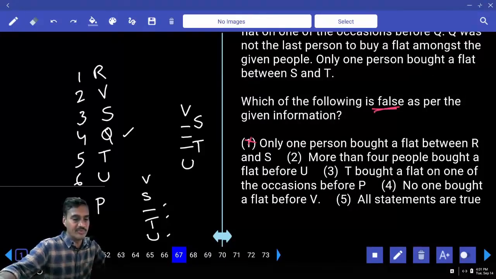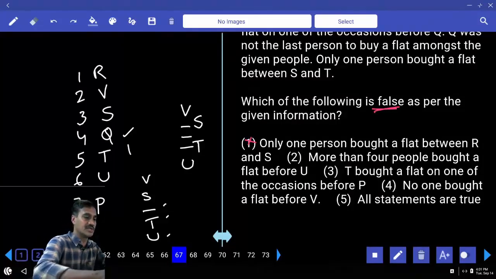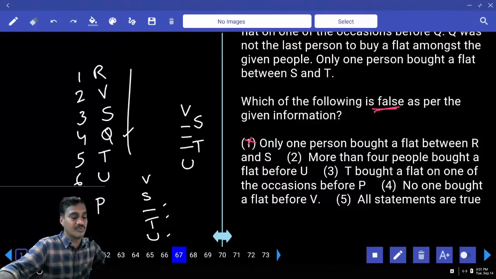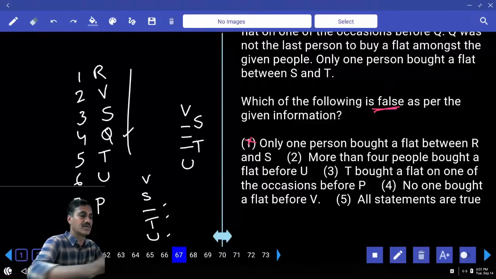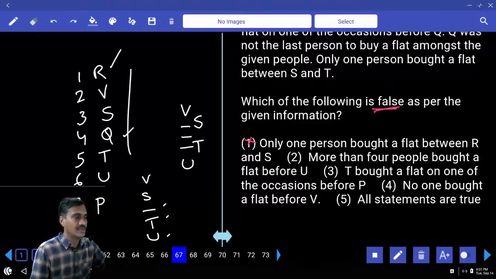More than 4 people bought a flat before you. That is also true because there are 5 persons who bought a flat before you. And this is again true. T bought a flat on one of the occasions before P. T is before P, that is also true. No one bought a flat before V. That is false because R bought a flat before V. Hence, what is your answer? Choice 4 is definitely false.